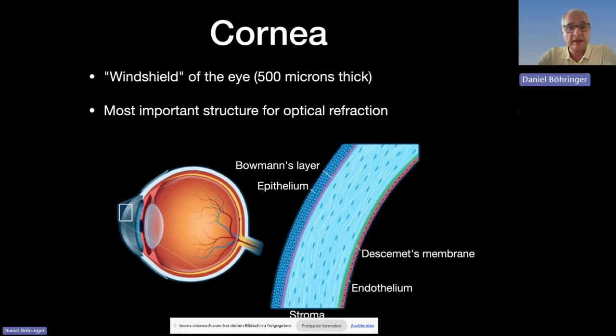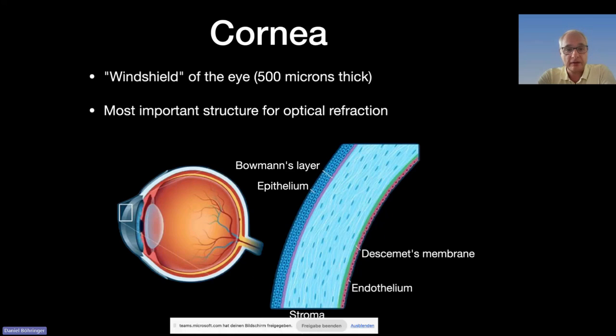My name is Daniel Böhringer, and I will present you the clinical appearance of corneal dystrophies. The cornea, as you will know for sure, is a tiny structure with a diameter of around 11 millimeters, and its thickness is 0.5 millimeter. You can think of it as a windshield of the eye, and it has perfect clarity and a perfect dome-shaped curvature. And this makes it the most powerful optical device of the eye.